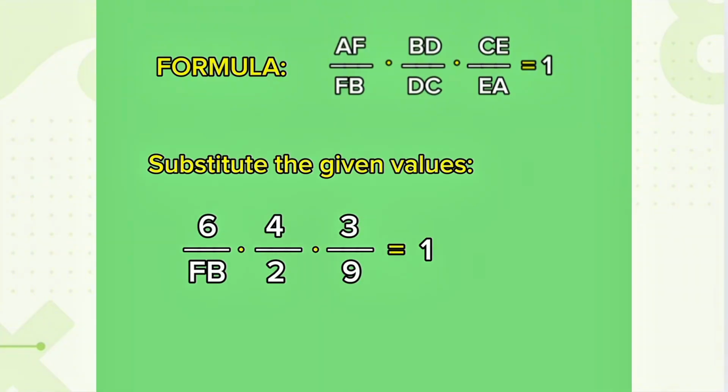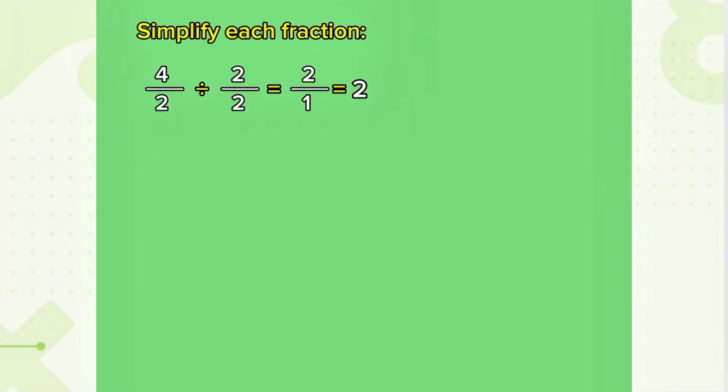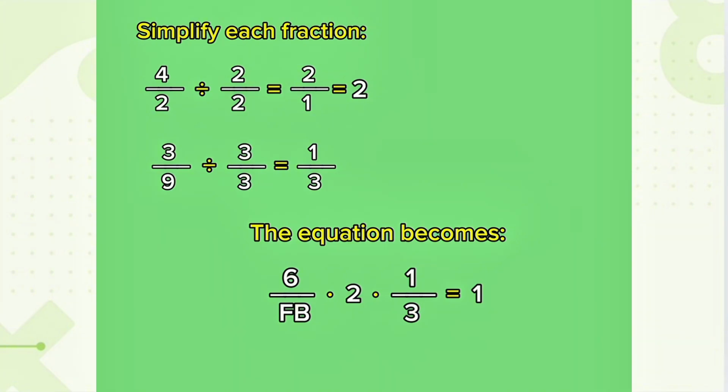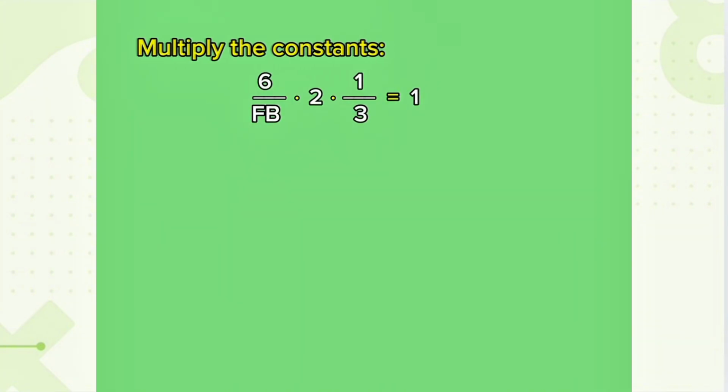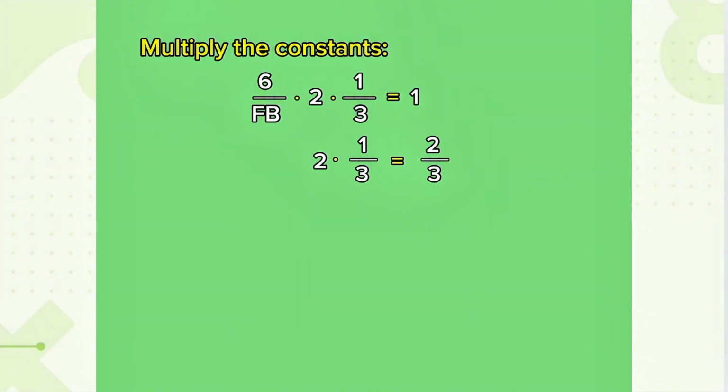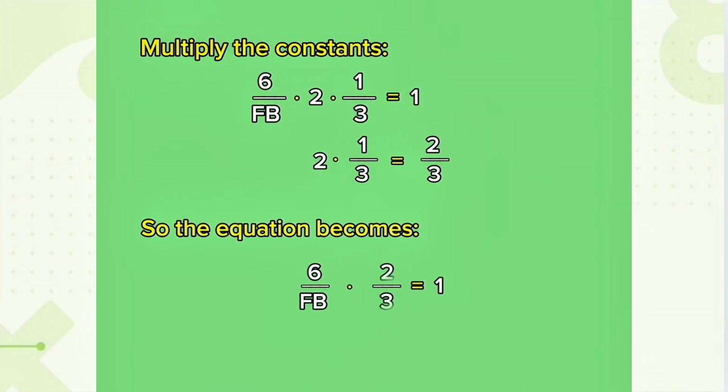First, we need to substitute all the given values into the formula. So we have 6 over FB times 4 over 2 times 3 over 9 equals 1. Next is simplify each fraction to its lowest terms. So the equation becomes 6 over FB times 2 times 1/3 equals 1. Then multiply the constants. 2 times 1/3 is equal to 2/3. So the equation becomes 6 over FB times 2/3 equals 1.